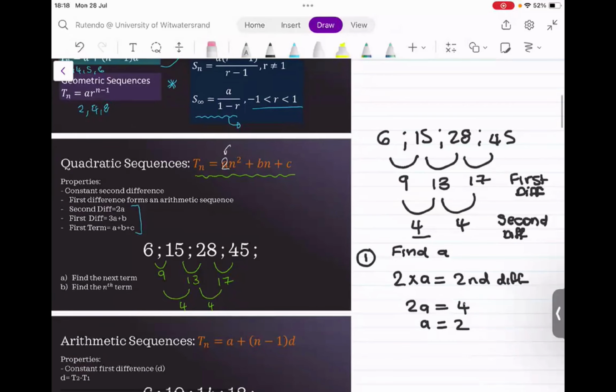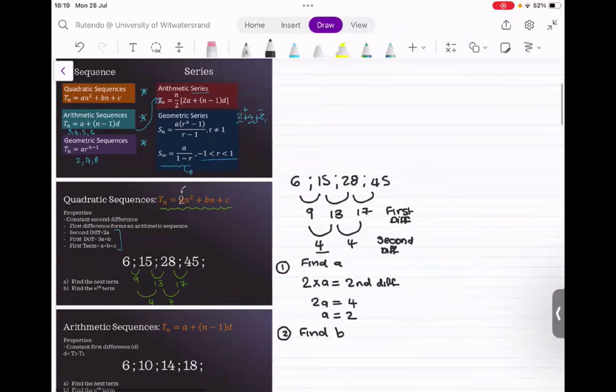Now let's go on to find B. Now, some of you have found, yes, perfect. So now I'm going to say, if I want to find B, and this is how you always do it. Once you find out that you're dealing with a quadratic sequence, you use these steps each and every single time. Okay, so I'm just going to move up here so that we have space for my next slide. So my point 2 is going to be find B. And I do that by saying 3A plus B is going to be equal to my first difference.